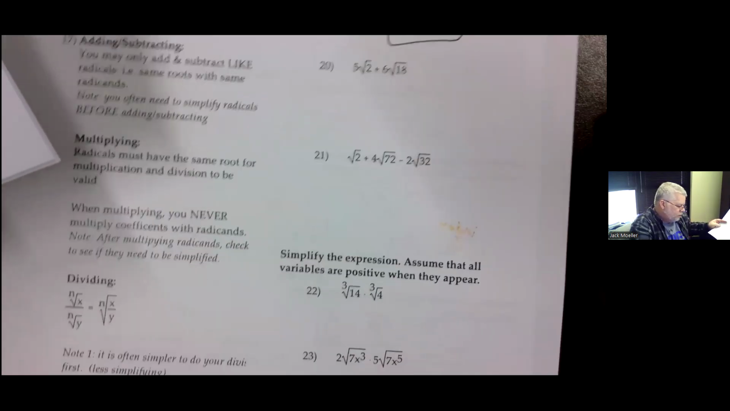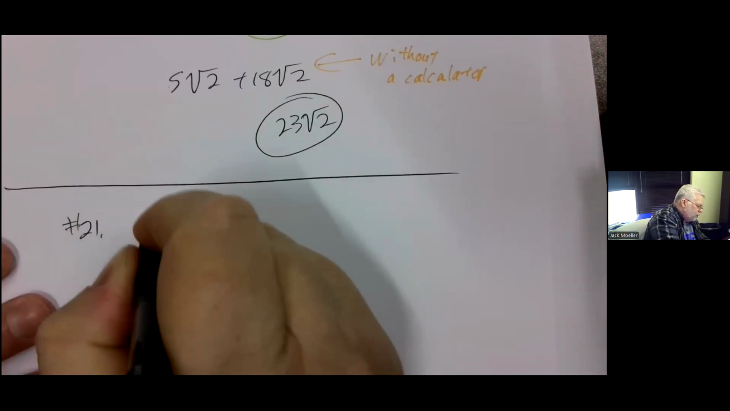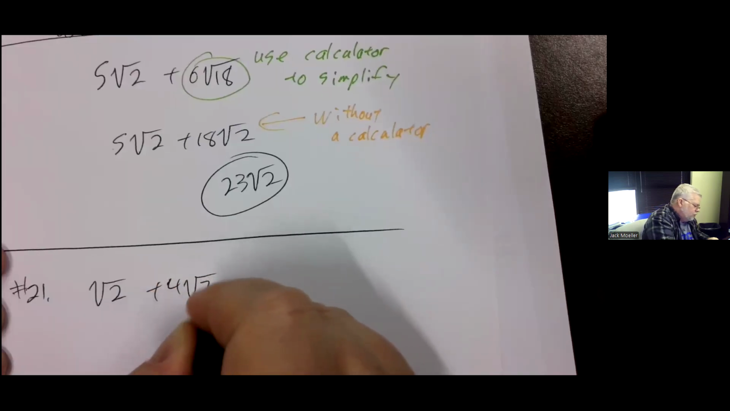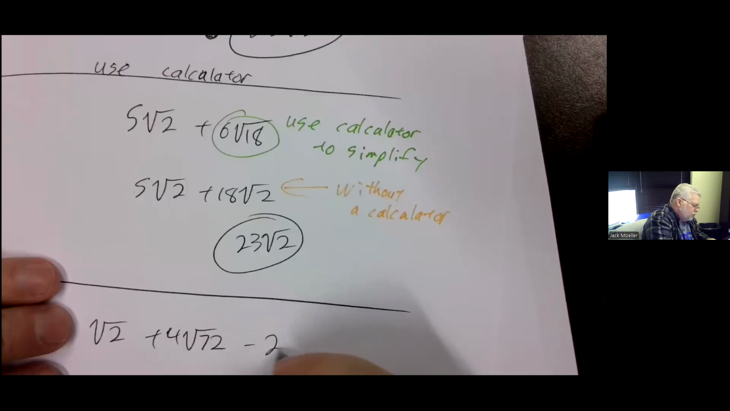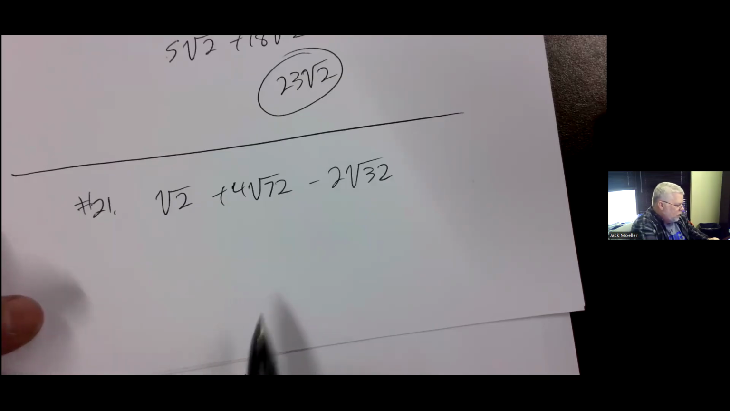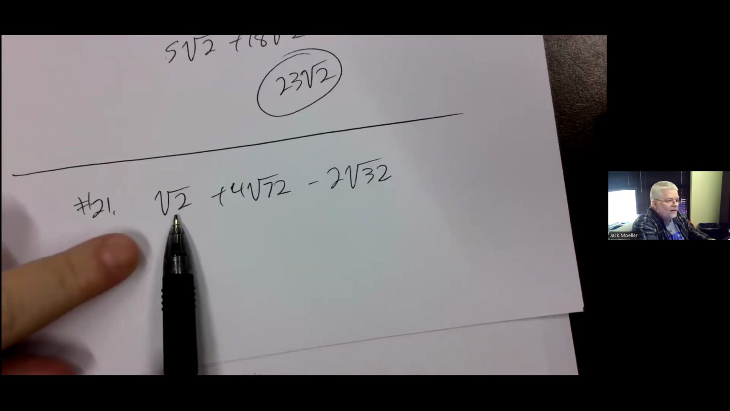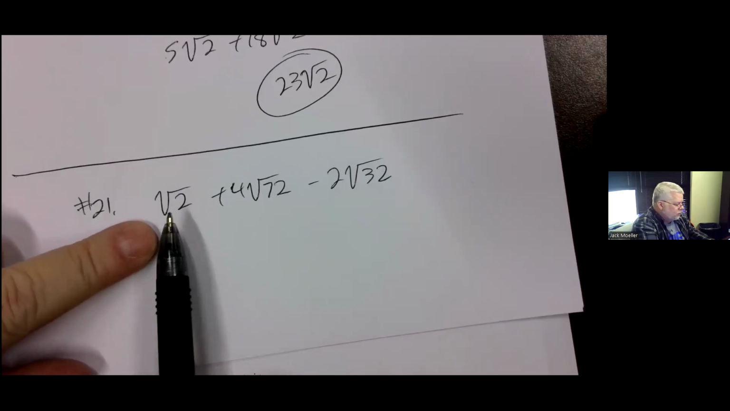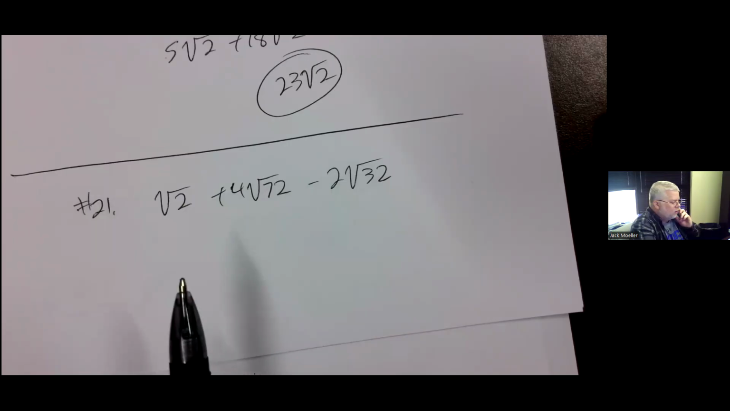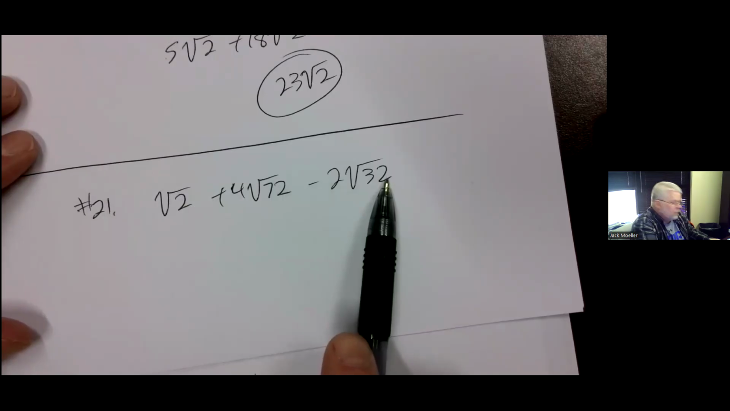How about 21? We have square root of 2 plus 4 square root of 72 minus 2 square root of 32. All right. One of the things here is that often these problems are going to kind of give you a hint, like this we can't break down further. So if we can get all these simplified to square root of 2, then we can do some adding. There is no guarantee that these will simplify to square root of 2. So let's see what happens.